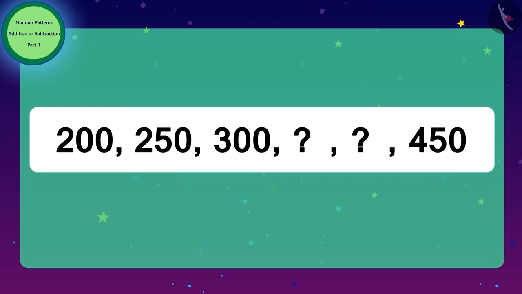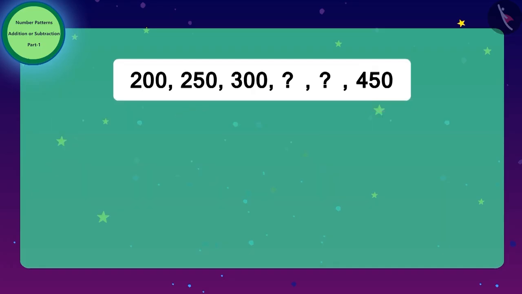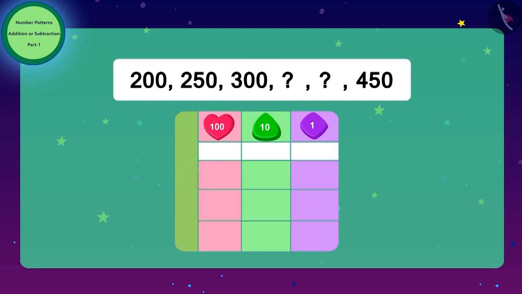Children, have you also got the pattern of these numbers? Yes, you got it absolutely right. To get the next number, you have to add 50 to every number. Similarly, to get the number after 300, we will have to add 50 to 300. So the next number is 350. Now, to get the next number after 350, we will have to again add 50 to 350. And we get 400.